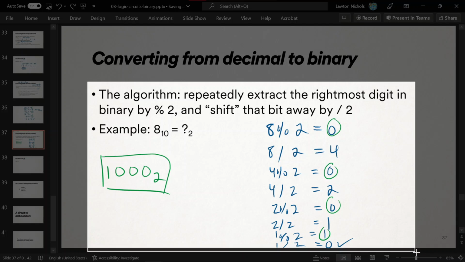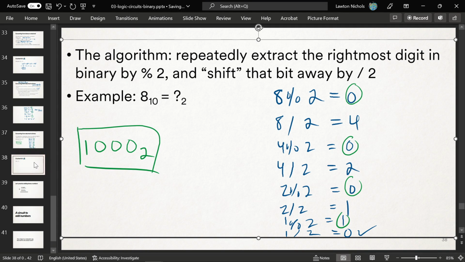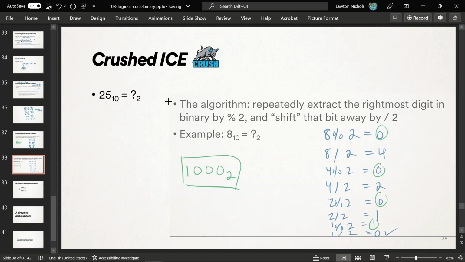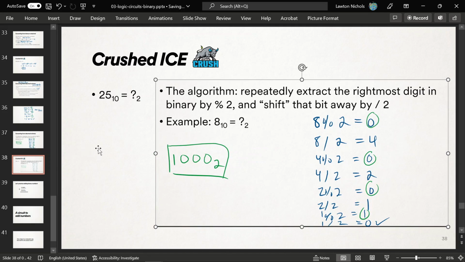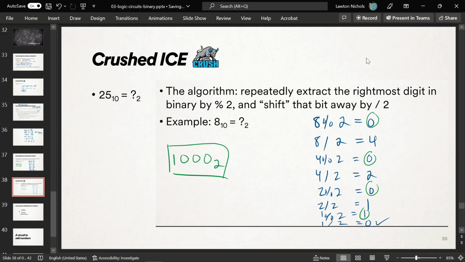So let me give you this, and now I want you to try it. Please help each other out. Please try to convert 25 to binary using this process. Help each other, and I'll give you 3 minutes for this one. Please yell at me if you have any questions about anything.